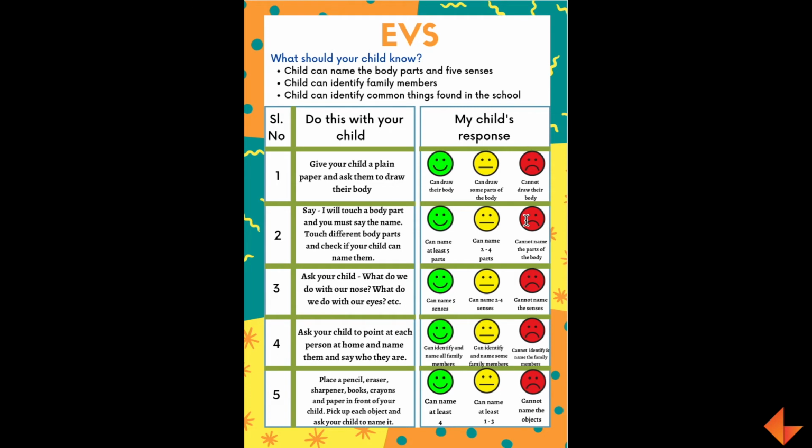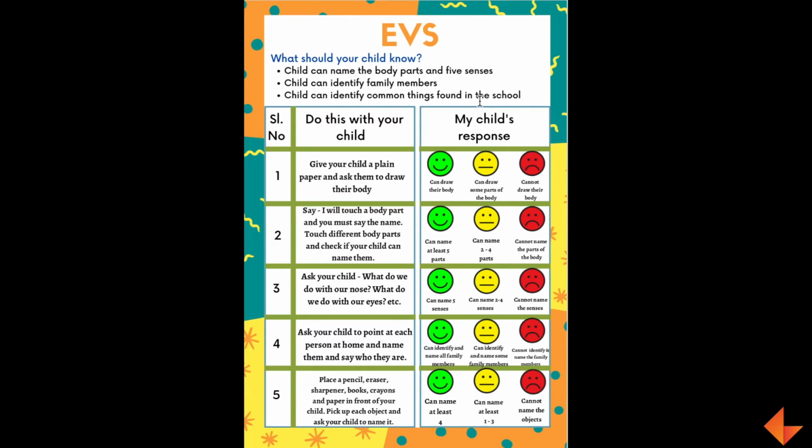You will get activities for EVS, English, and Maths. And in each activity sheet, it will first start by telling you what your child should know. For example, your child can name the body parts and the senses, your child can identify the family members, and your child should be able to identify some common things found in school.